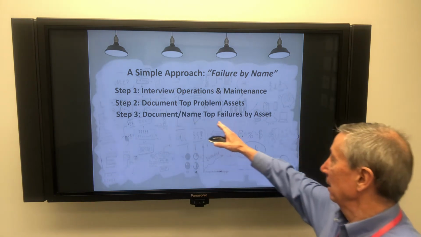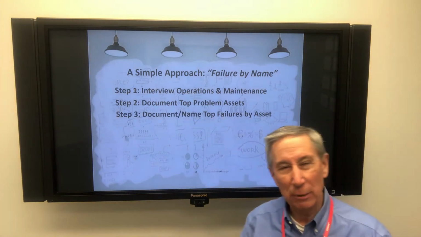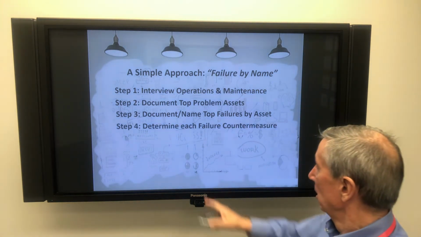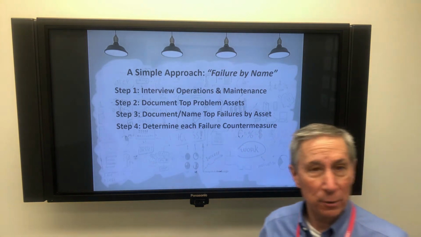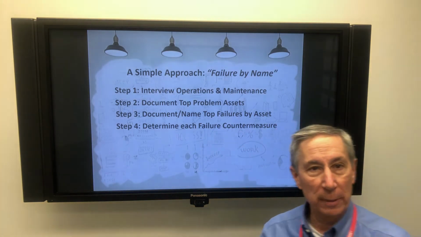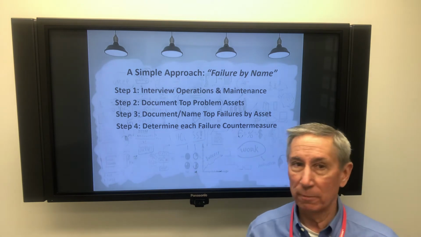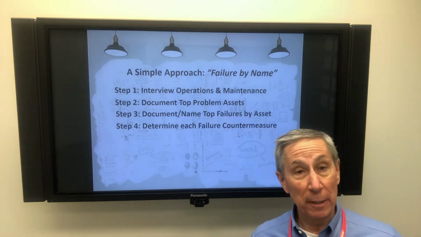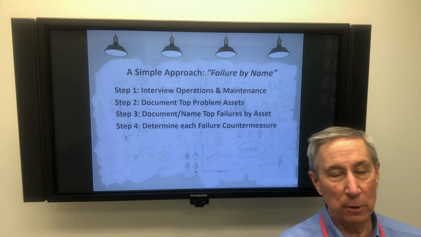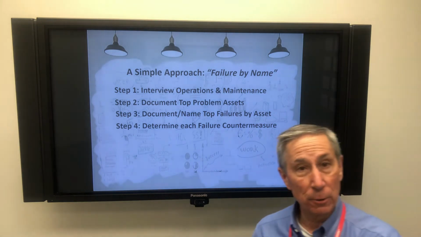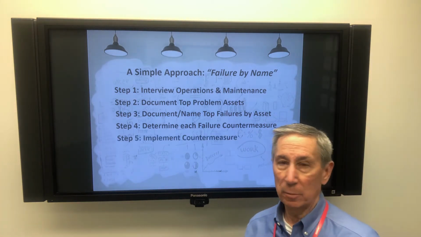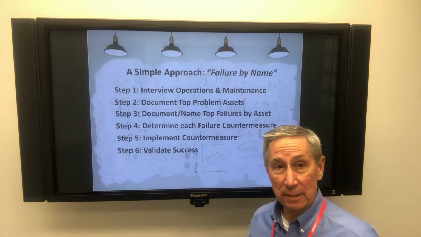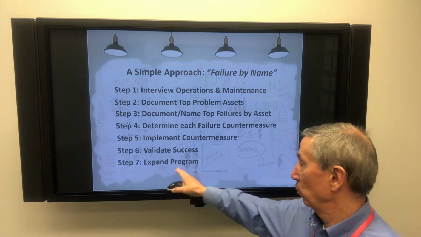We document the name of the top failures by asset, and I'll show you what that looks like in a little bit. So we're getting a little more granular about how they break, right? Determine each failure countermeasure. What are we going to do about it? So this gearbox breaks a lot. What are we going to do? Cause and effect thing. So we're very granular about where the problems are, what we're going to do about them. Now we're not solving all the plant's problems here. We're attacking the 20% of the problems that are creating the biggest challenge for the plant. We implement the countermeasures. We'll validate the success. And then we'll expand the program.